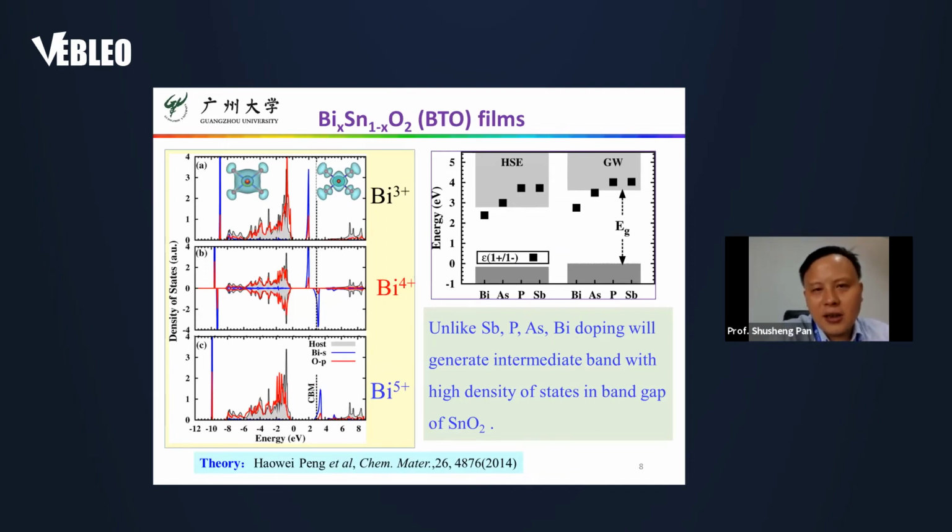Tin oxide is special, unlike antimony, phosphorus, and arsenic. Bismuth doping will generate an intermediate band with high density of states within the band gap of tin oxide. This is the theoretical calculation. The bismuth doped tin oxide.